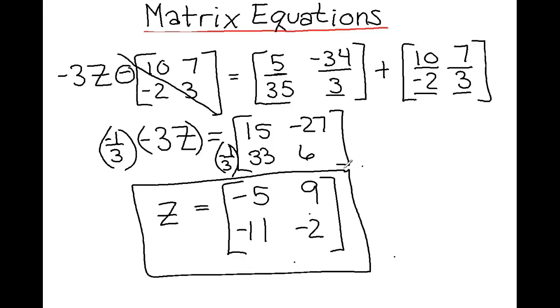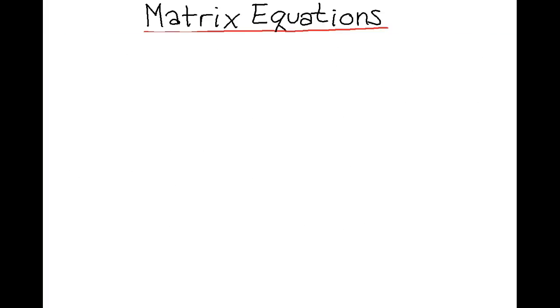And to test that, I could go ahead and plug it back into my original equation right in here. I could multiply it by -3, subtract this matrix here from it, and I should get this matrix over here. So let's do one more example and we will be done with matrix equations involving addition, subtraction, and scalar multiplication.